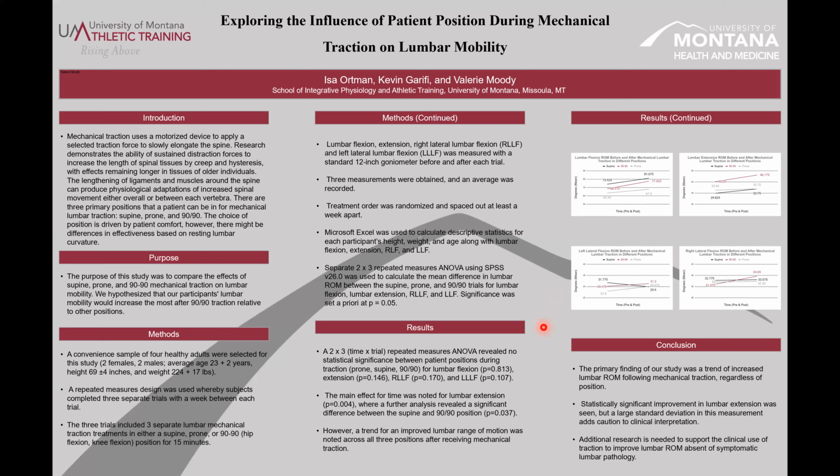Our results showed a 2x3 repeated measures ANOVA revealed no statistical significance between patient positions during traction. The main effect for time was noted for lumbar extension, where further analysis revealed a significant difference between the supine and 90-90 position. However, a trend for improved lumbar range of motion was noted across all 3 positions after receiving mechanical traction.